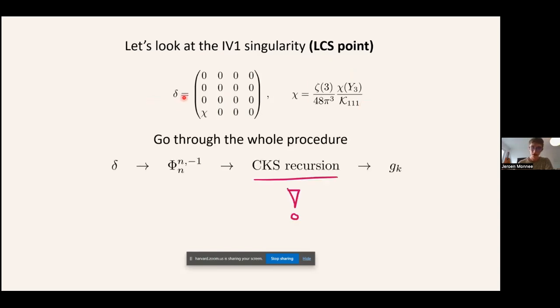So now if you have this delta and you have the SL2, you can go through this whole procedure. You can write down the input data, put it into the CKS recursion, try to go through all the steps, try to give a general expression for every order. This is actually quite complicated, but we managed to do it in the paper. And then in the end, you can try to translate this into these corrections GK that appear in the period map.